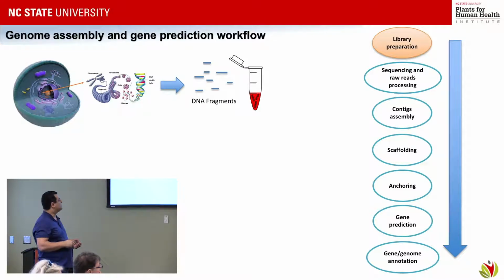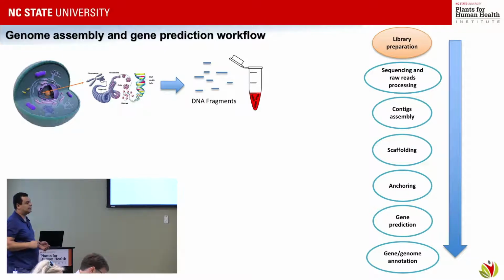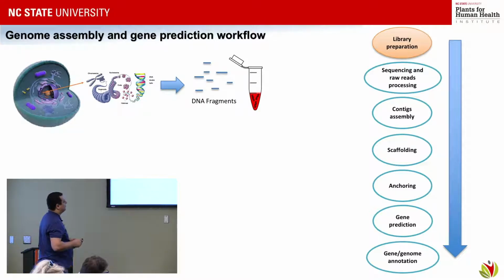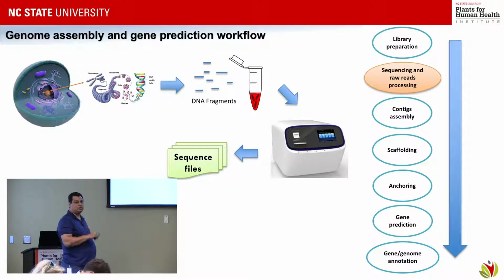So what is normally done is that after extracting the genomic DNA, they shear it, they fragment it, and prepare the library, send it to the sequencing facility, and using the sequencer, they start to sequence those DNA fragments.